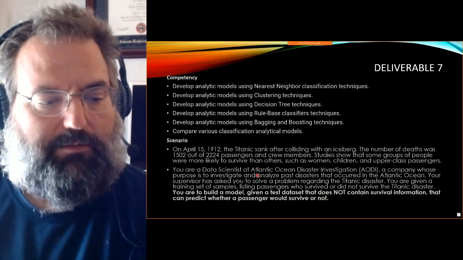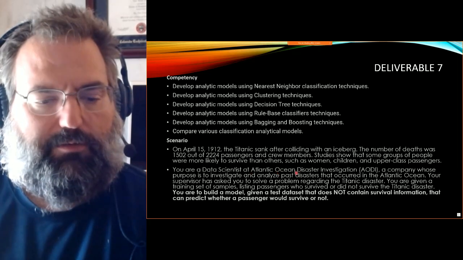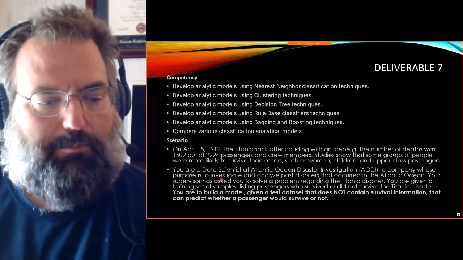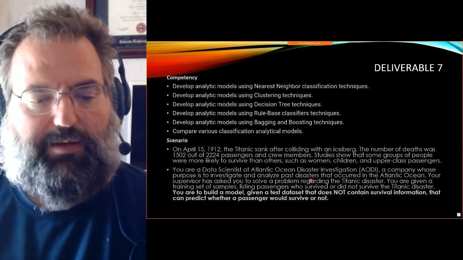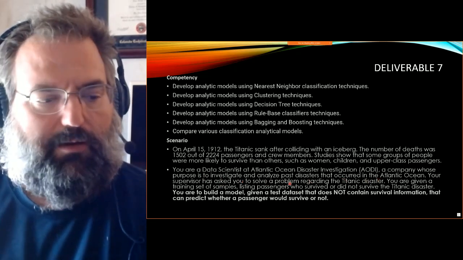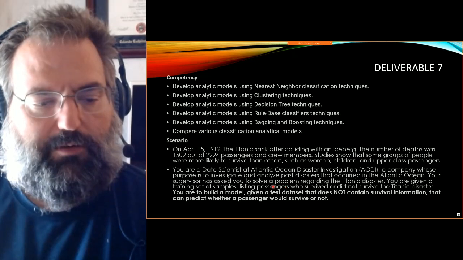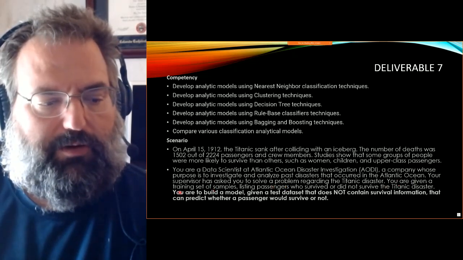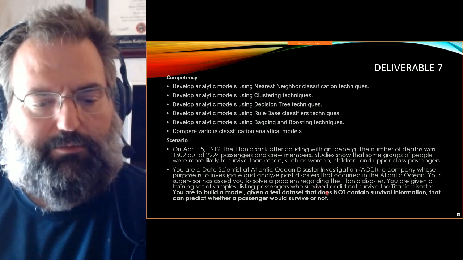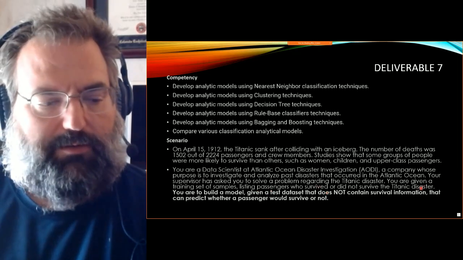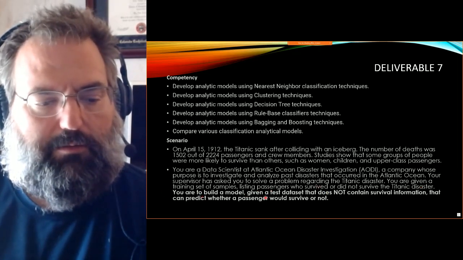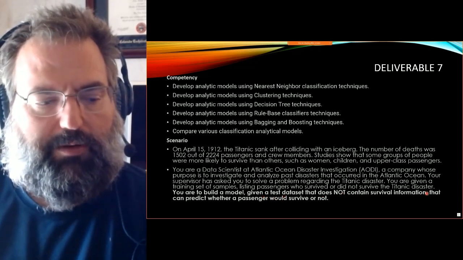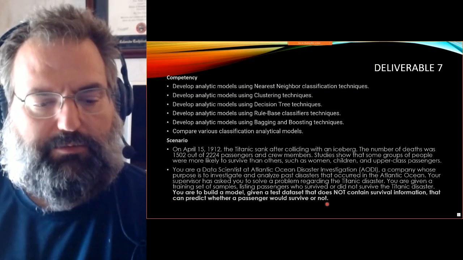You're a data scientist at the Atlantic Ocean Disaster Investigation. It's a company whose purpose is to investigate and analyze past disasters that occurred in the Atlantic. You've been asked to solve the problem regarding the Titanic disaster. You're given a training set of samples listing passengers who survived and did not survive the Titanic. You're to build a model, and given a test data set that does not contain survival information, it can predict whether a passenger would survive or not.